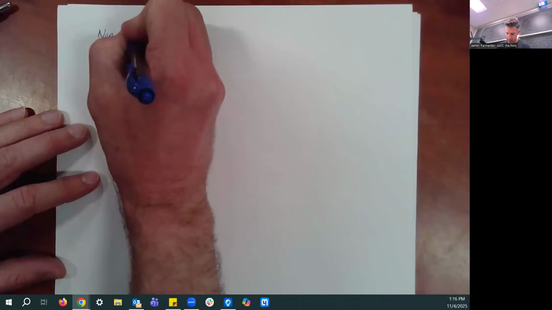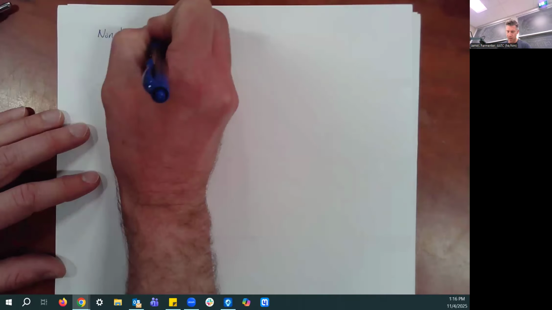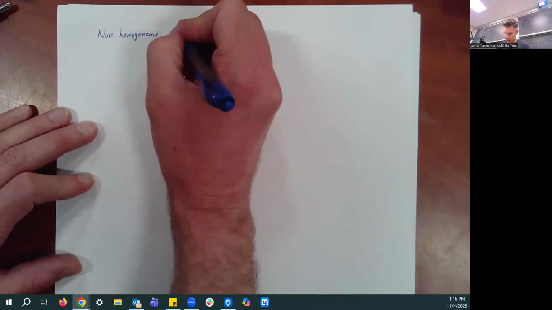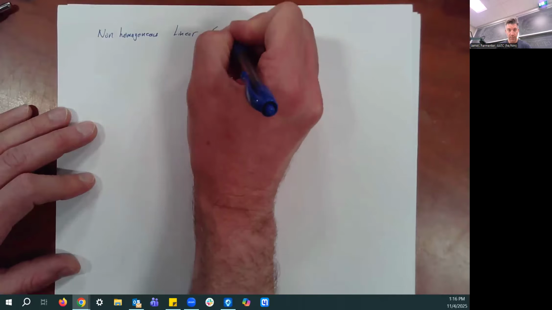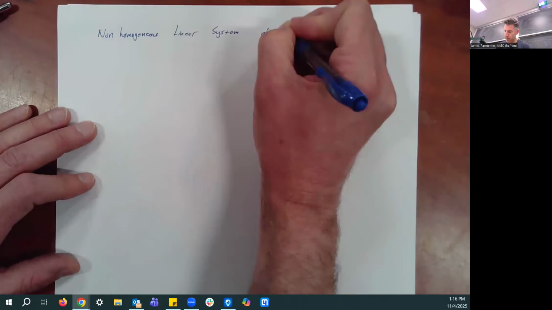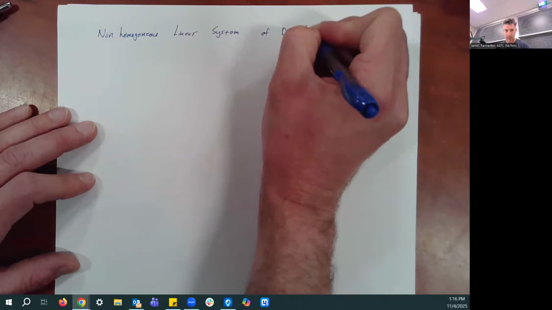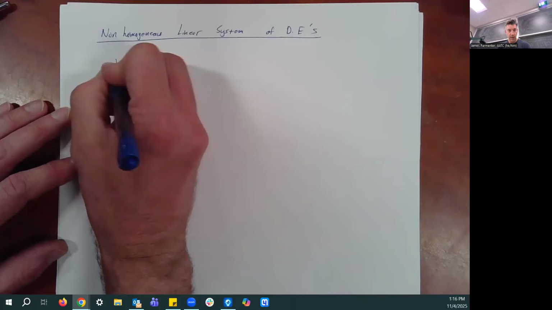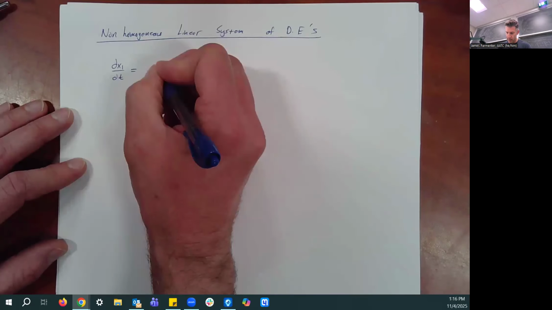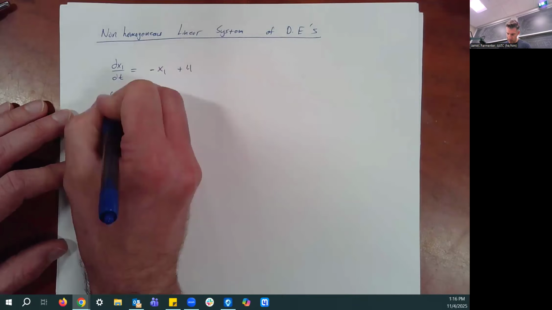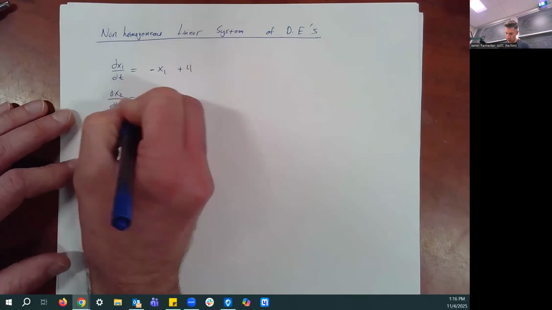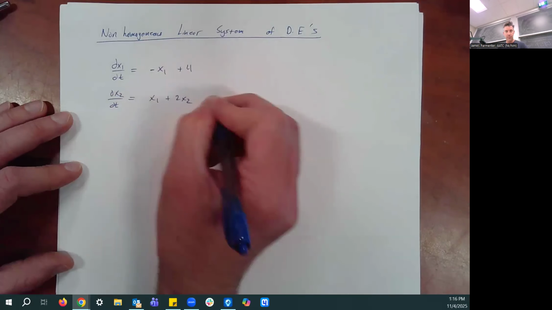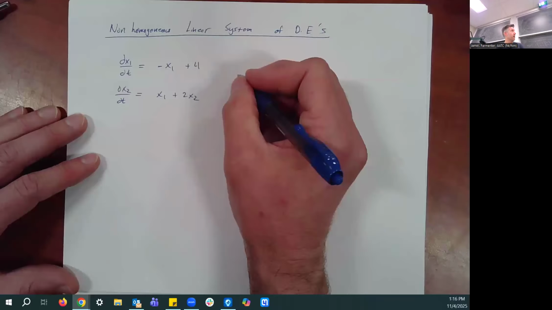So let's say we have the following non-homogeneous, what does that even mean, linear system of differential equations. And here it is. It's dx1/dt equal to negative x1 plus 4. dx2/dt is equal to x1 plus 2x2.